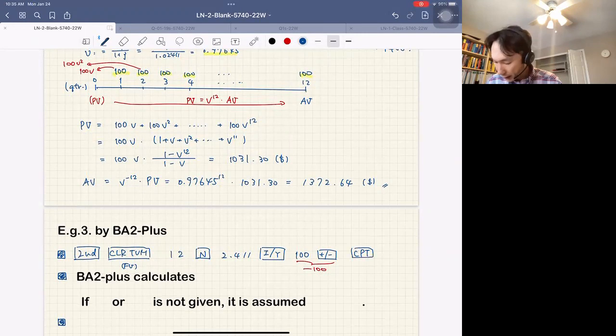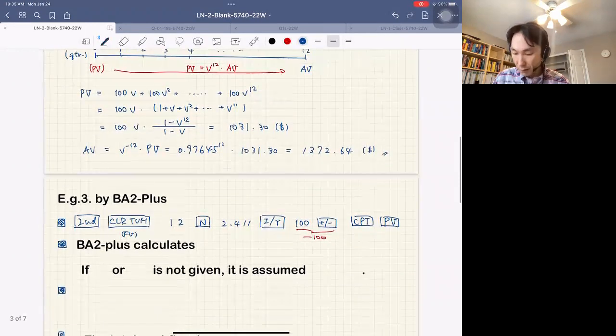Then finally we can put the PV. Then we get this, 1031.30.